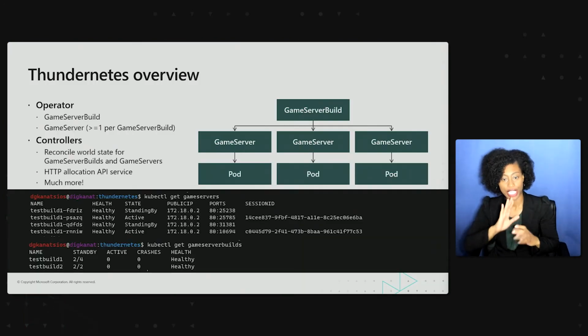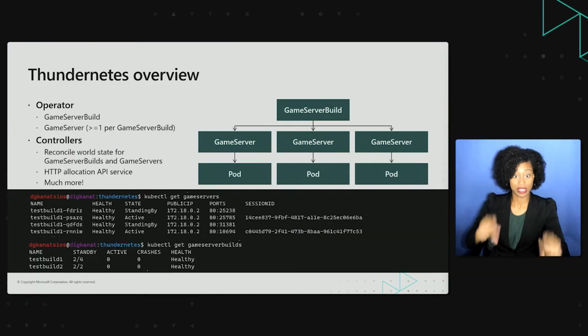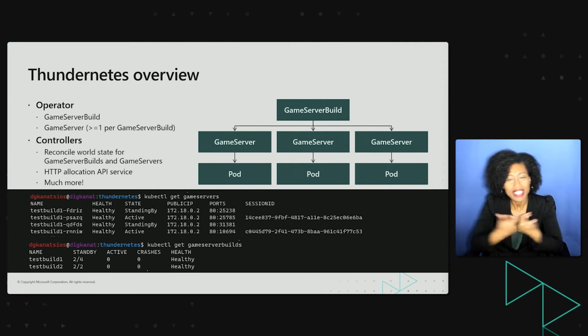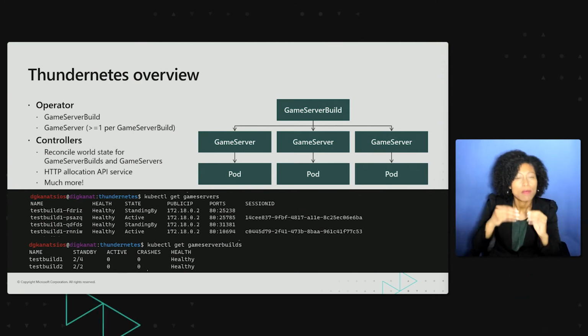And last but not least, when we educate Kubernetes about our custom resource definition, you can see on the screenshot that you can use kubectl, the utility that all Kubernetes developers use, and get information about your game servers and builds pretty quickly. So, okay, all this is great, but how can we use Thundernetes?